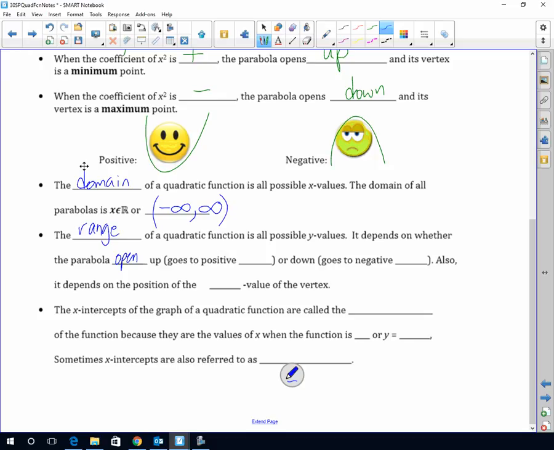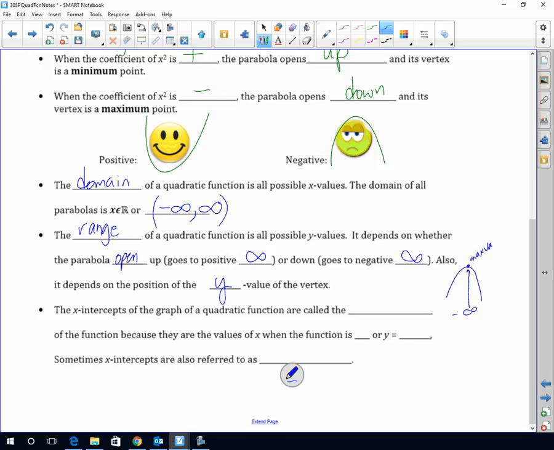It all depends on the position of the y value of the vertex. Does everybody agree? Again, I will show you just a visual. Here is an opening down one. Does everybody see it's going from negative infinity all the way up to wherever that maximum value is? And if it opens up, it's going from that minimum value all the way up to infinity for the range.